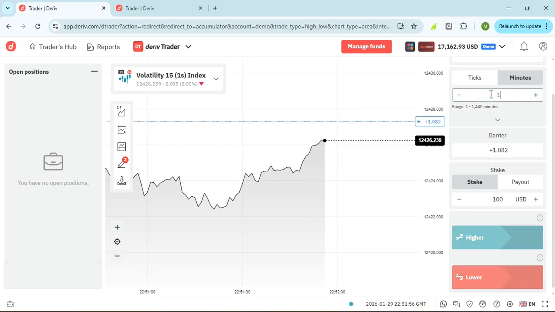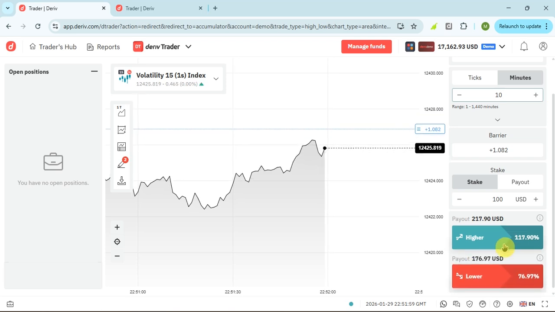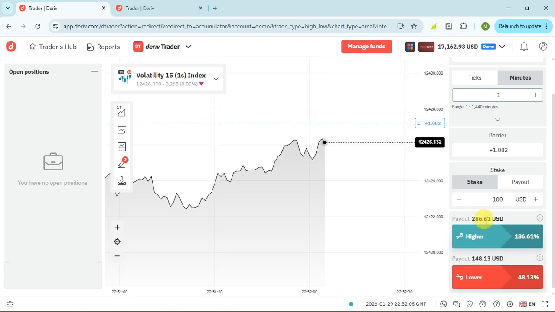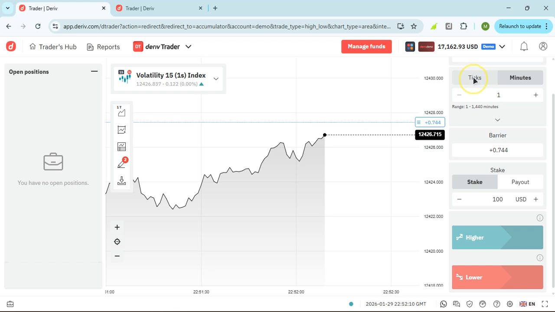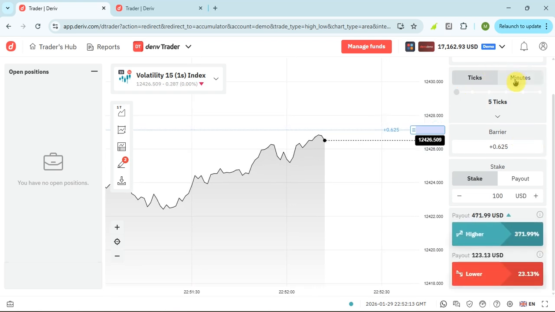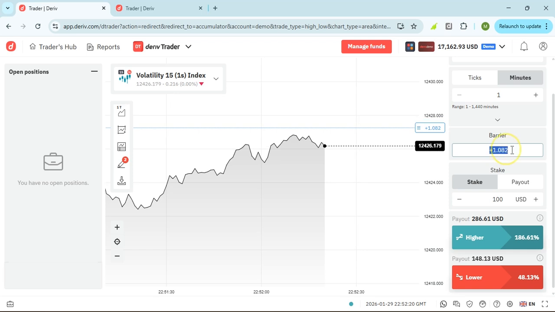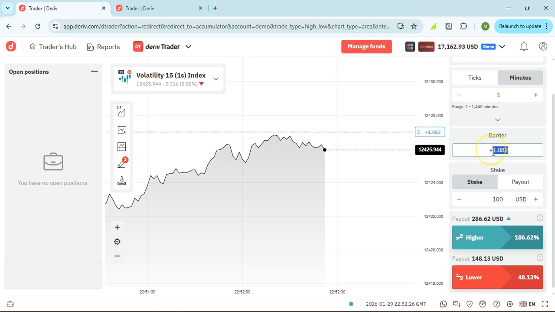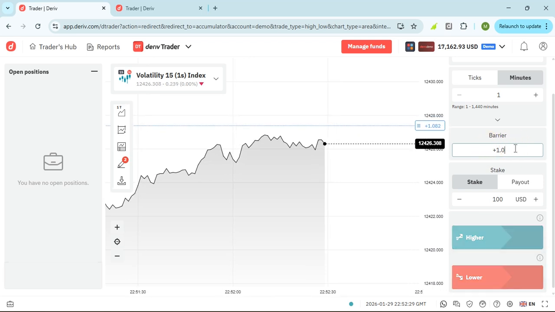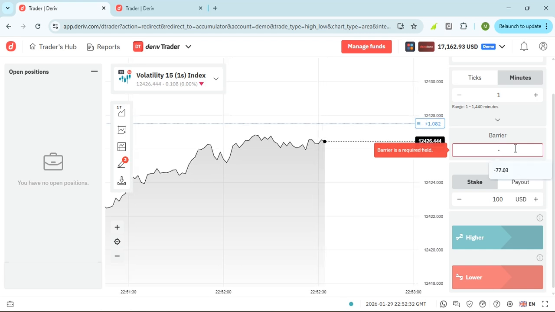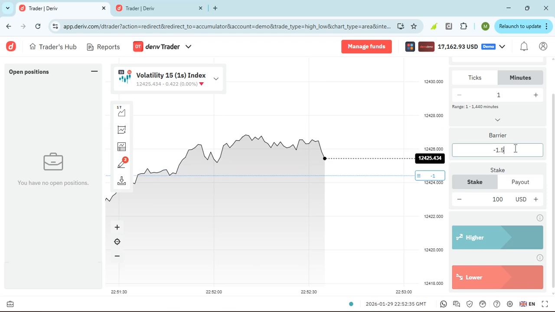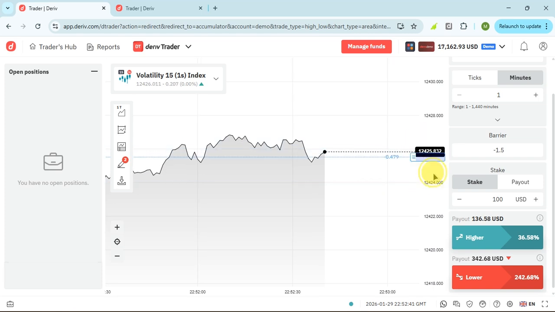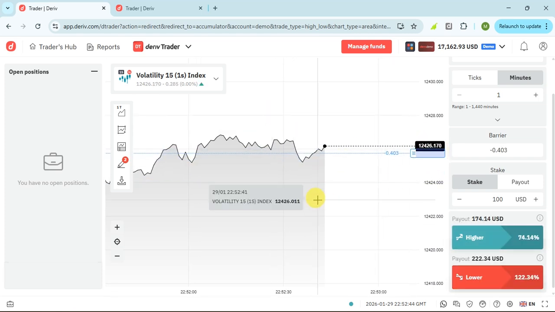So let's say we want 10 minutes. You will see that the profit has just decreased. And when we change to 1, you can see we have somehow a lot of profit. And when we change to ticks, you have the highest. You can also edit this using the negative or the positive. If you want it above, you use a positive, or you can just edit it that way. If you want it below, you just start with a negative, then you can enter 1.5 somewhere there, and it will just come below here. But this is the easiest one. You can just move it around, and then it will just be near where you want.